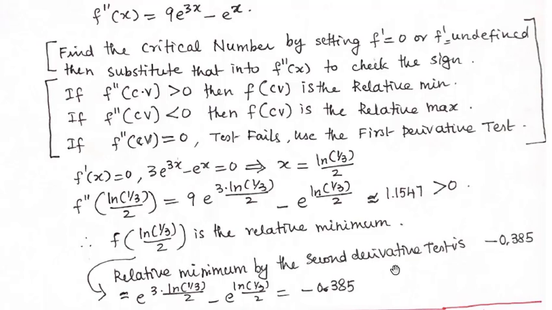Therefore, by the second derivative test, we can conclude that this function has only one relative minimum, and the relative minimum is negative 0.385.